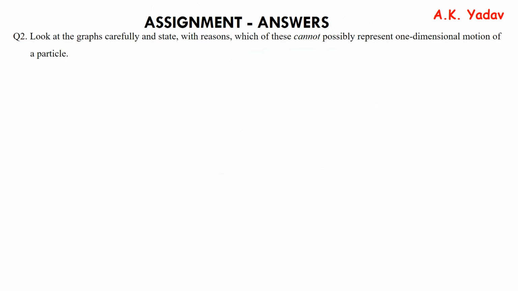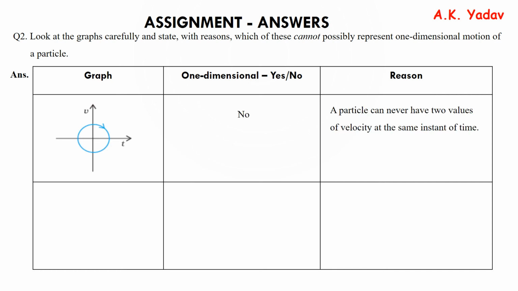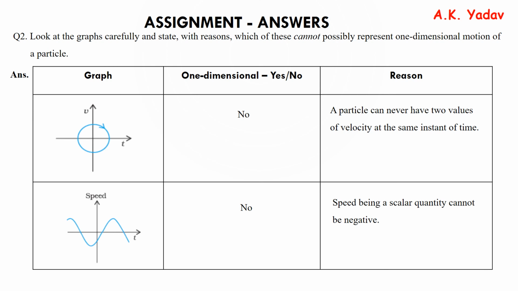Question number 2, look at the graphs carefully and state with reason which of these cannot possibly represent one-dimensional motion. Okay, so the first one. This is a velocity time graph. This is not possible as one-dimensional motion because a particle can never have two values of velocity at the same instant of time. Here one is positive, one is negative. How can you have that? Not possible. Now let's take the second case. This is again not possible because speed, being a scalar quantity, cannot be negative.